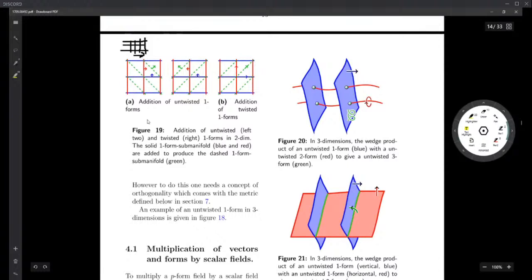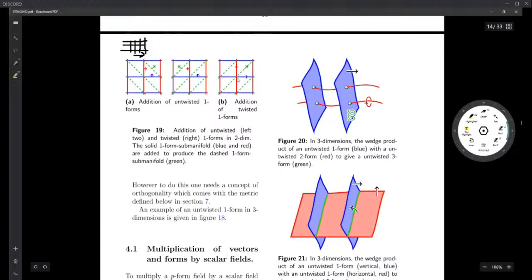So these are untwisted one forms, which have external orientation. But then you see here we have twisted one forms, which have internal orientation, as we see, it's pretty visual here. We have an internally oriented one form, right? So this takes up a different addition law, right?